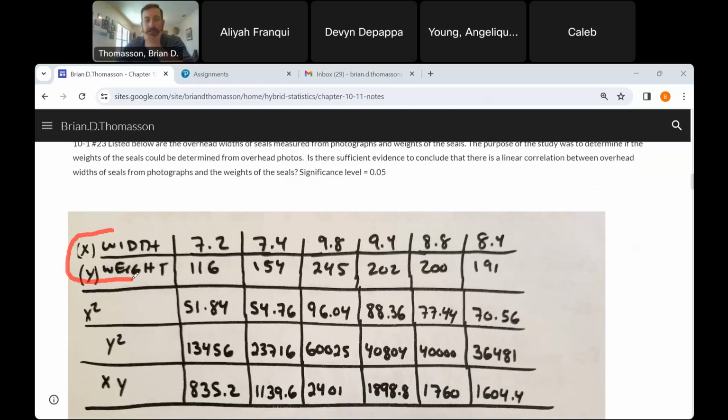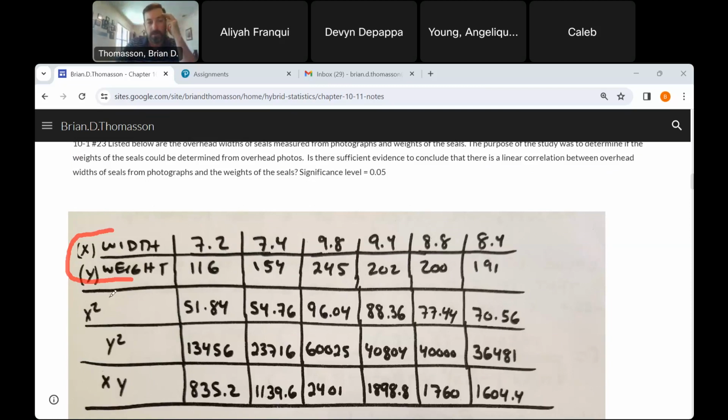So I'm assuming they had some kind of seals in captivity where they could both fly over, maybe with a drone or something, take a picture of these seals, and then also see the weight, or be familiar with the weight. Okay, so maybe there's some kind of zoo situation, and they know which seal's which, and they can weigh them and take pictures of them, and we're trying to see if there's a relationship. So if the picture width is wide, it would be a bigger seal, and if it's a bigger seal, it should weigh more. That's the idea.